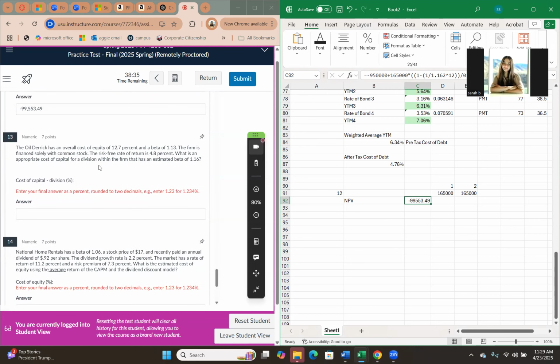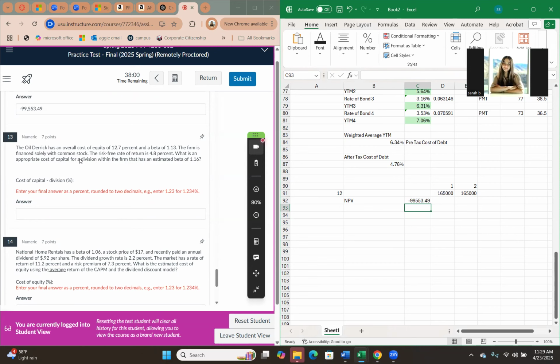Okay, only like three more, so we're almost done. Okay, 13. So we've got the oil derrick. I don't know what that means. Okay. The oil derrick has an overall cost of equity of 12.7% and a beta of 1.13%. The firm is financed solely with common stock. The risk-free rate of return is 4.8%. What's the appropriate cost of capital for a division within the firm that has an estimated beta of 1.16%?